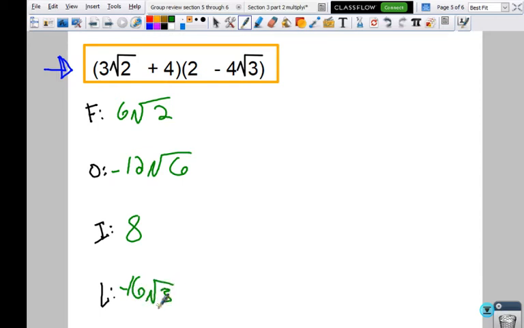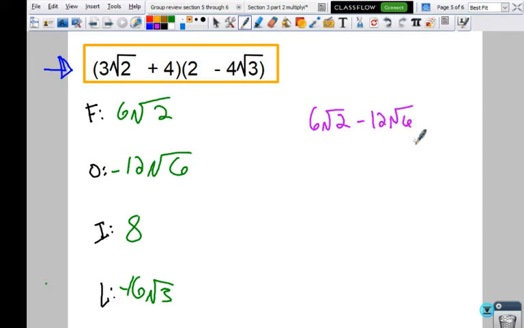I was reading the bottom one. So, we need to go through and see what we can add together. On this one, I have 6 square root of 2. Do I have anything else I can add to that? Nope. So I'm going to go 6 square root of 2. Okay. I have negative 12 square root of 6. Can I add anything to that? Nope. So I'm just going to go minus 12 square root of 6.